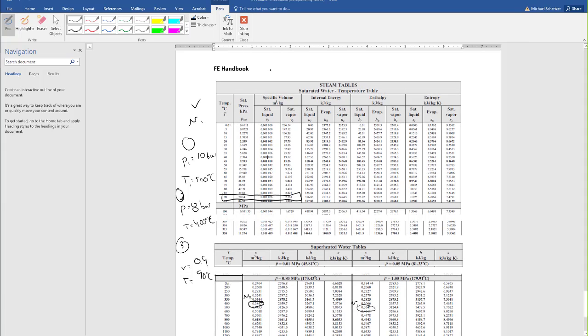So here, if I want the specific volume at 3, which is a function of the quality at 3, that's going to be equal to VF plus X3 times VG minus VF. So in this case, that's going to be 0.001, 0.036 if you want to write it, but it's probably not going to matter too much, times 0.9 multiplied by 2.36 minus 0.001.